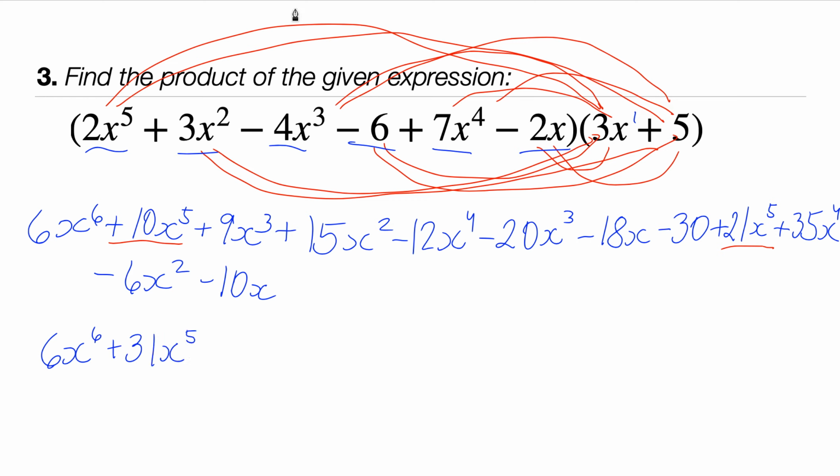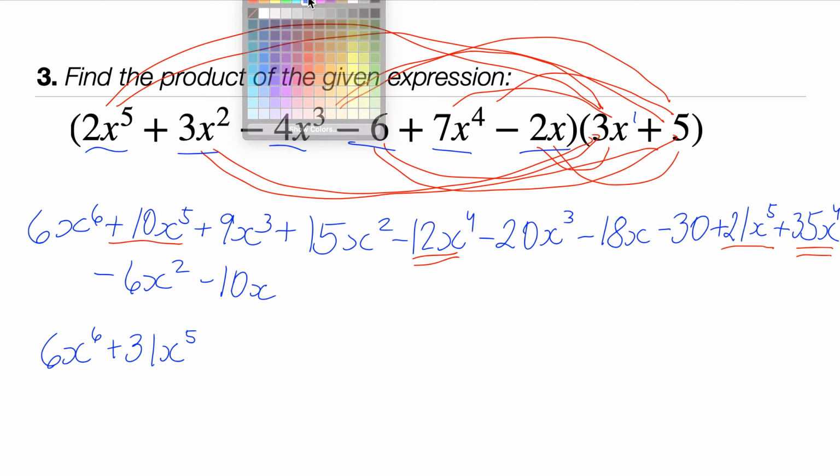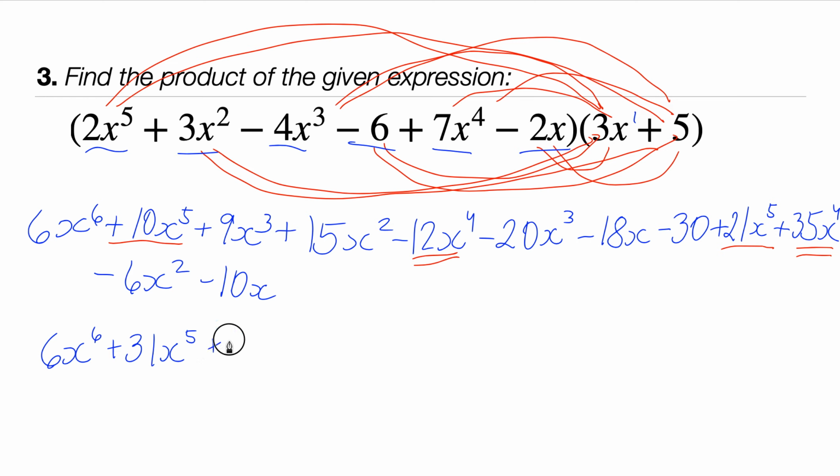Okay, next up is x to the 4th. X to the 4th is over here and over here. So negative 12 plus 35. So we're like subtracting: 35 minus 12 is going to give us 23, and copy the sign of the bigger number. So that's positive 23x to the 4th.